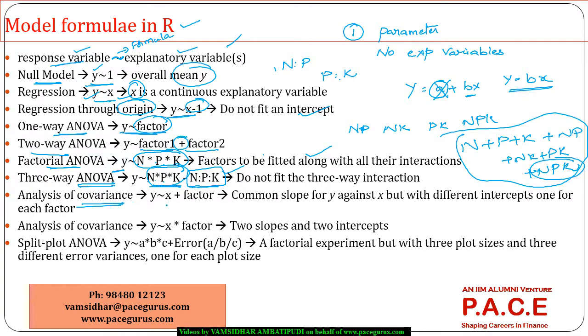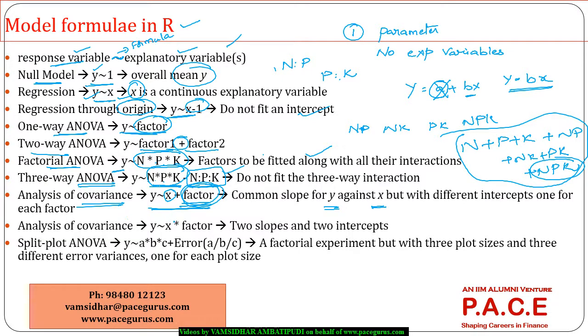Then if I have to fit ANCOVA, analysis of covariance, I set the formula as y tilde x, which is a continuous variable, plus one factor variable. So it's a common slope for y against x. The slope is common, but intercepts are different for different factors. The parameter of x will be the same, but you will get different intercepts for different factors. Which means you are getting multiple equations, one equation for each factor. That is what comes out in analysis of covariance.